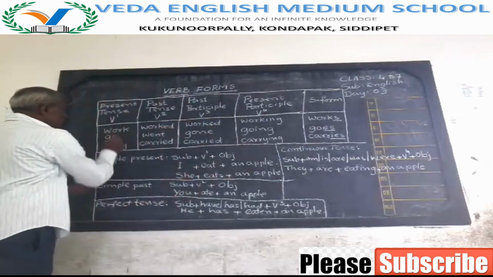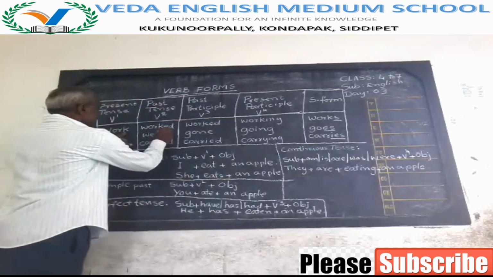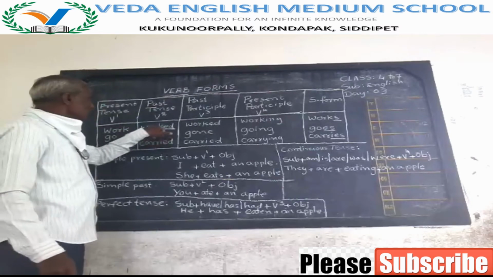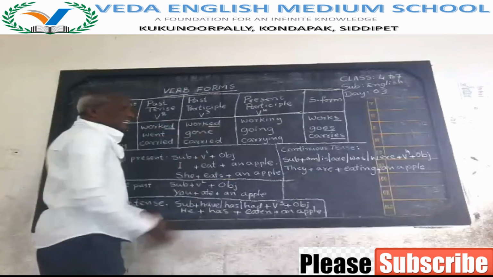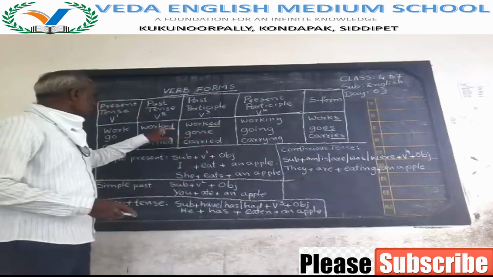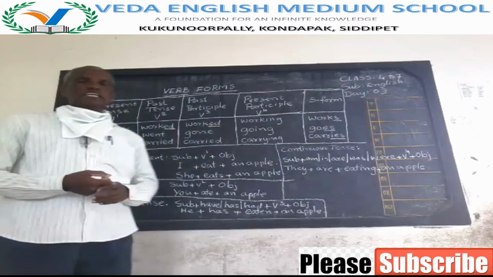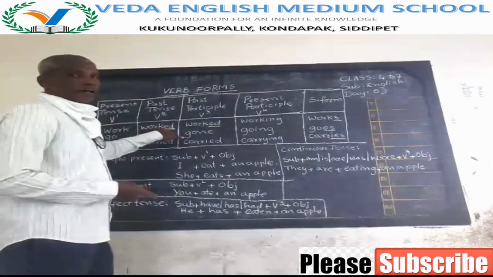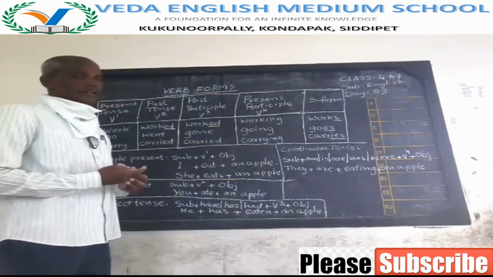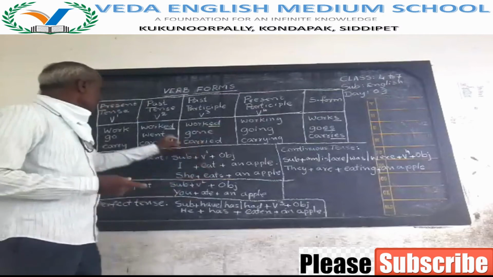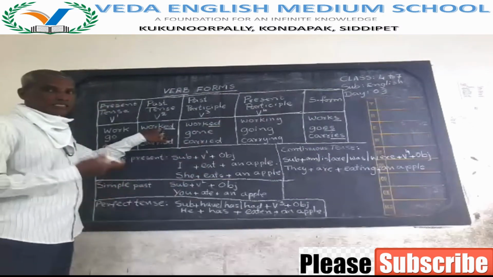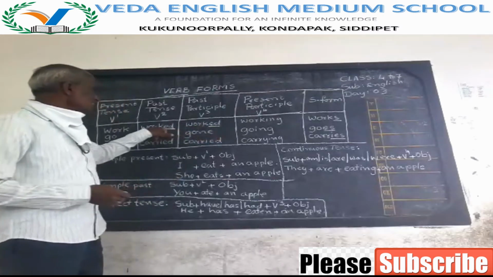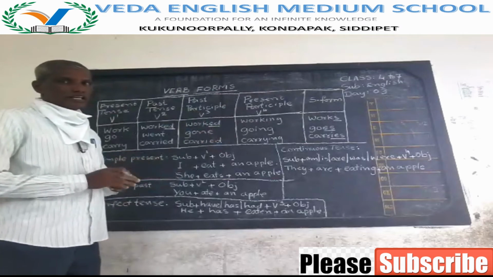Here, work is the base form. Here we added ed to make the past tense. To make the past participle also we added ed. So if you are adding ed to make past tense or past participle, we call it a regular verb. Regular verb means we can make the past tense or past participle of that verb by adding just ed. Then it is called a regular verb.